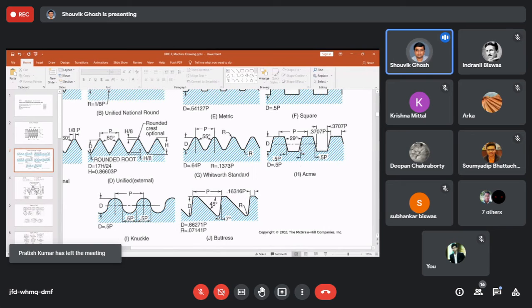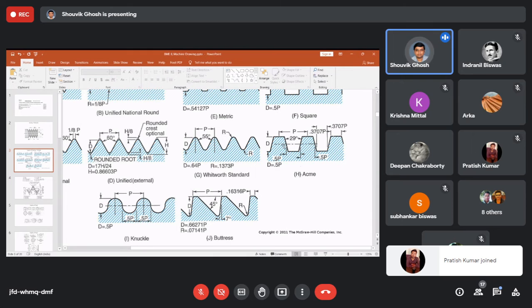Since there is a slant surface, this value is 0.37. This slant surface, here to here value is 0.37. Okay, from this point to this point is 0.5.